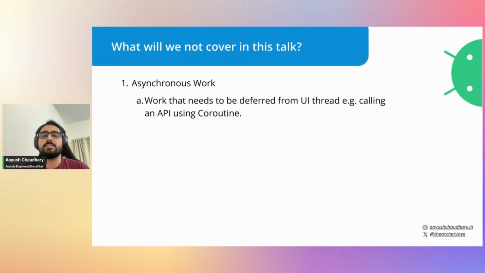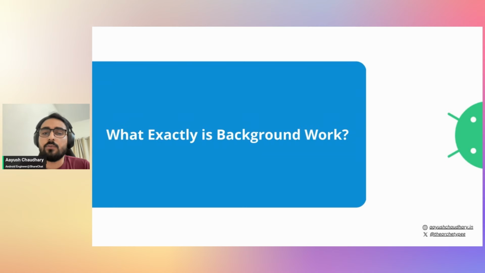What we will not cover in this talk is asynchronous work. Asynchronous work is basically anything you want to defer from the UI thread. For example, if you want to call an API, you can do that via coroutines or OG threads. So let's talk about what background work is.